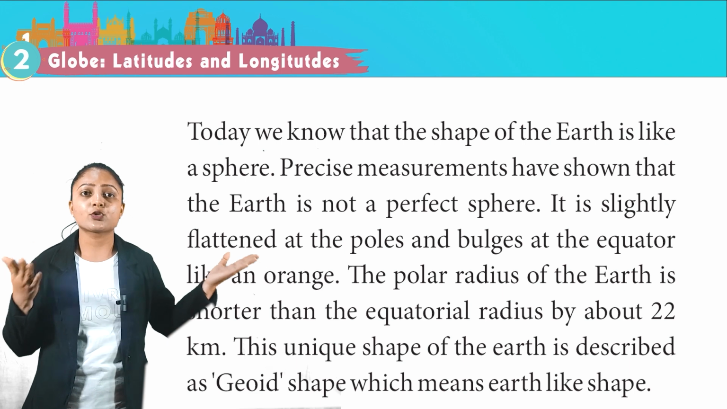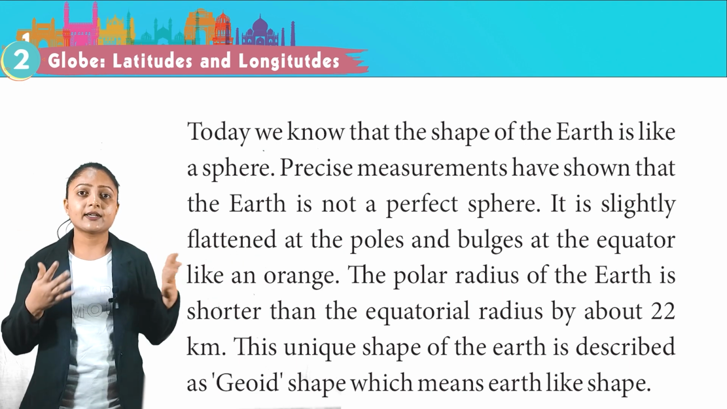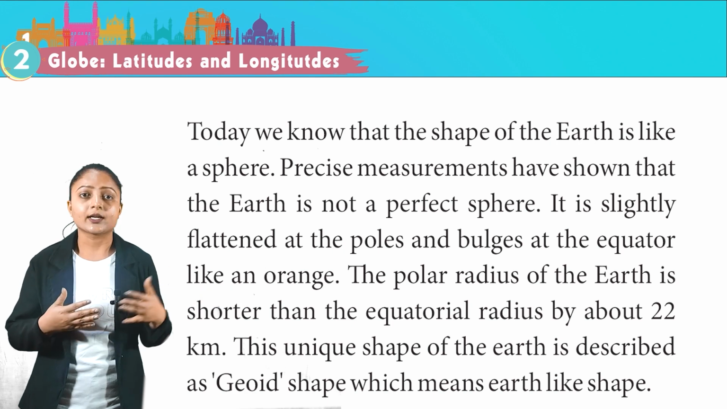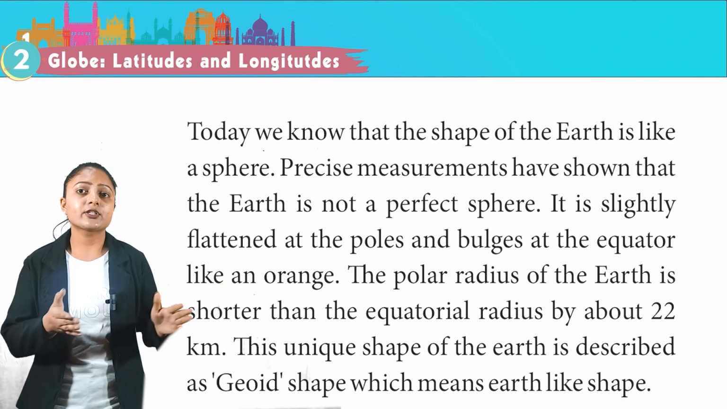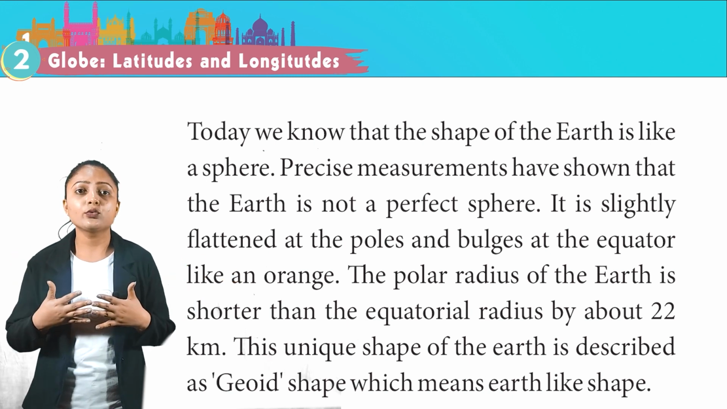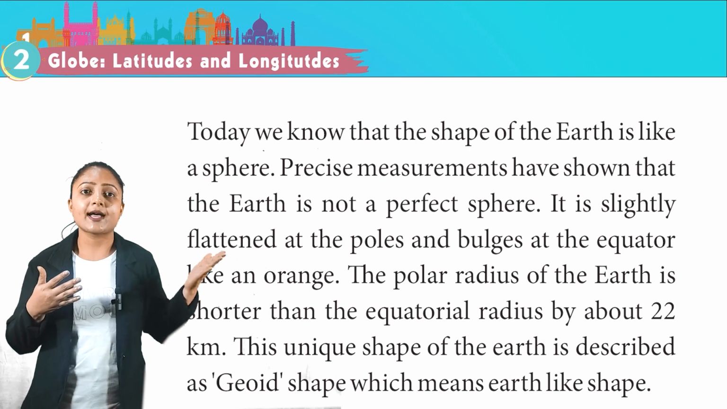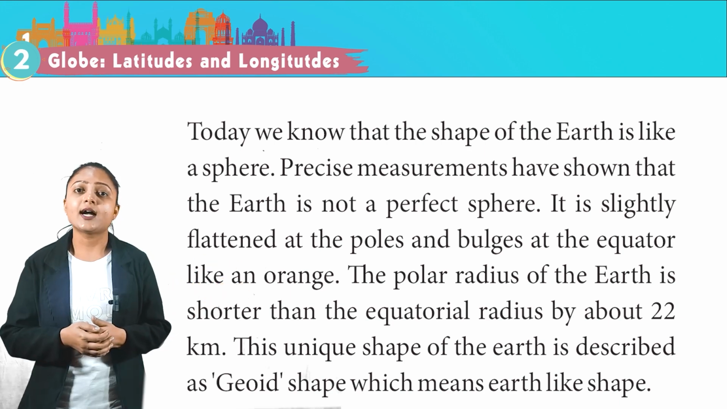Precise measurements have shown that the Earth is not a perfect sphere. It is slightly flattened at the poles and bulges at the equator. Like an orange, the polar radius of the Earth is shorter than the equatorial radius by about 22 km. This unique shape of the Earth is described as geoid shape, which means Earth-like shape.